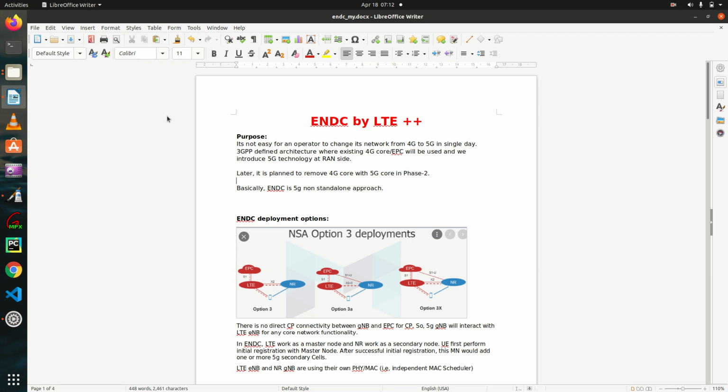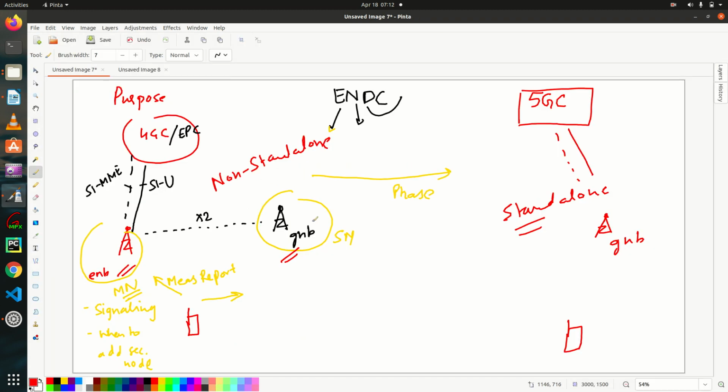Let me read the purpose again. It's not easy for an operator to change its network from 4G to 5G in a single day, that we have already seen. So 3GPP defined an architecture where the existing 4G core EPC will be used, and we introduce 5G technology at the RAN side. In phase 2 they are planning to replace the 4G core with the 5G core, and that will convert the ENDC architecture to a standalone architecture. Fine, so we are done with purpose.